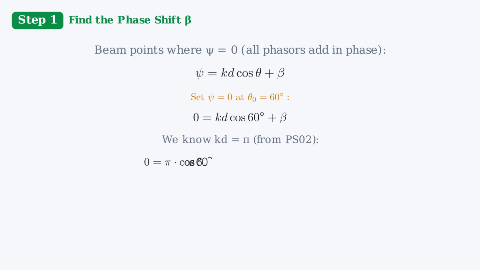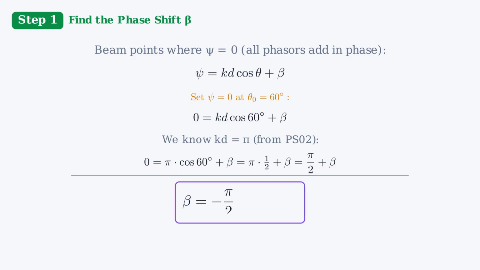We already know from problem 2 that kd equals pi. So 0 equals pi times cosine 60 plus beta. Cosine of 60 is 1/2. 0 equals pi over 2 plus beta. Therefore, beta equals minus pi over 2, which is about minus 90 degrees. Our new phase parameter becomes psi equals pi times the quantity cosine theta minus 1/2.